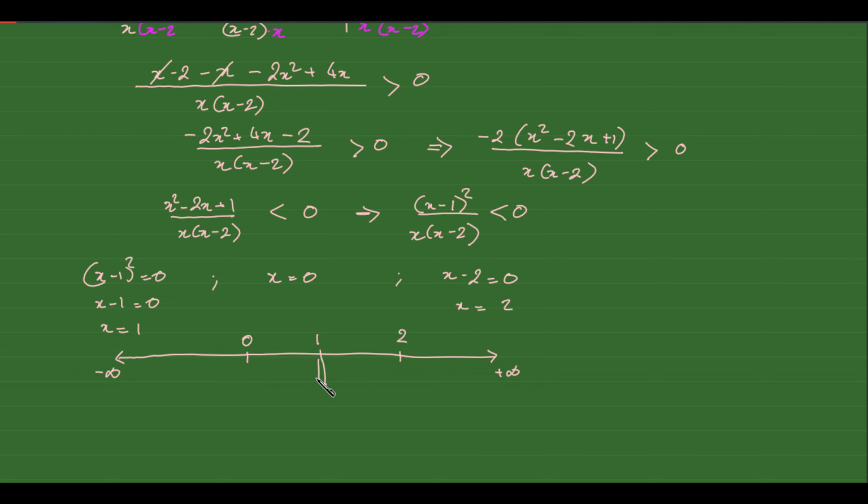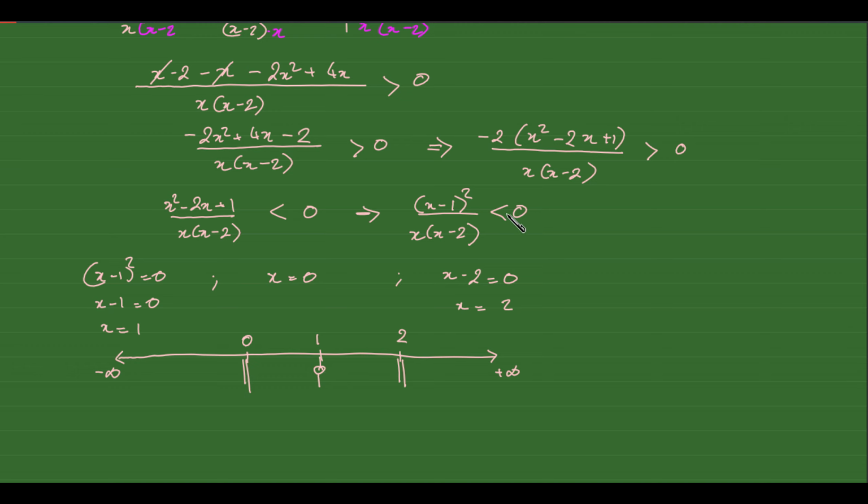Oh, not this one, it's this one. Over here it's undefined because of the 0. 0 times everything will be 0, so undefined here, and 2 is also undefined here. But if it is 1, then 1 minus 1 is 0, 0 squared is 0. So this gives you 0 here.